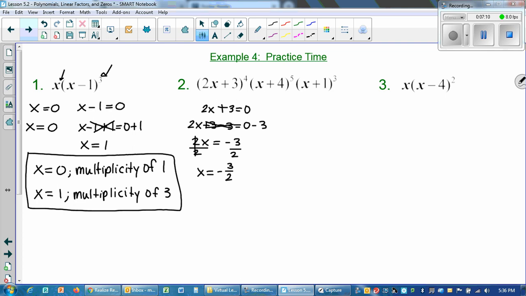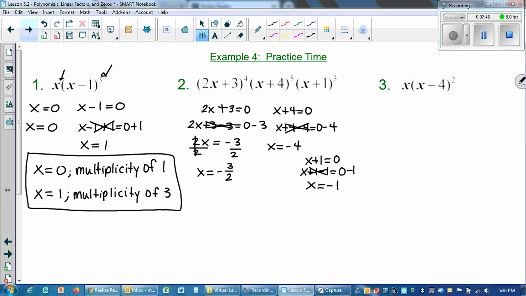So I have my next factor, x plus 4, which I set equal to 0. So x plus 4, the opposite is minus 4, equals 0 minus 4. Plus 4 minus 4 cross out, so x is equal to negative 4. And then my final one, x plus 1 is equal to 0. So x plus 1 minus 1 is equal to 0 minus 1. Plus 1 minus 1 cross out, leaving me with x is equal to negative 1.